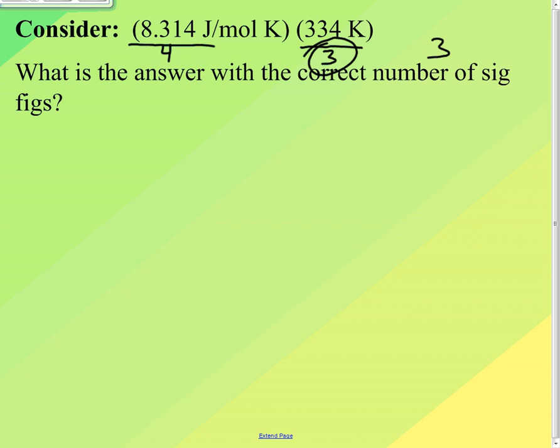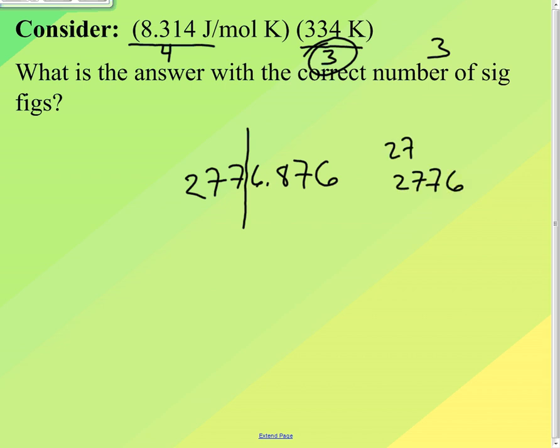So let's take 8.314 times 334, and I get a big number. How about 2776.876? And I have to round that to 3 sig figs. That means I want to round it right here. So I have 2776. Is that closer to 2780 or 2770? Do I round up with the 6 or down with the 6? Well, 6 is closer to 2780. It's above 5. I round up. So my answer is 2780.